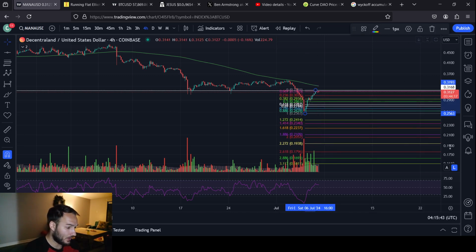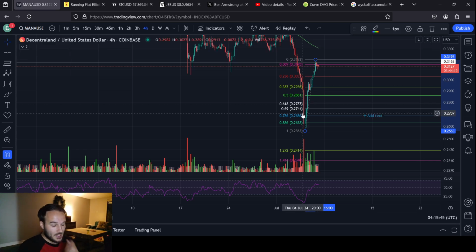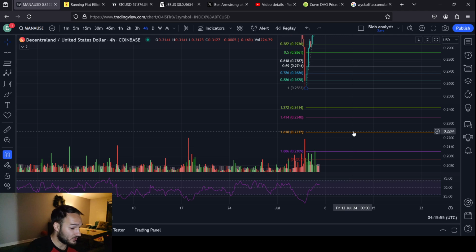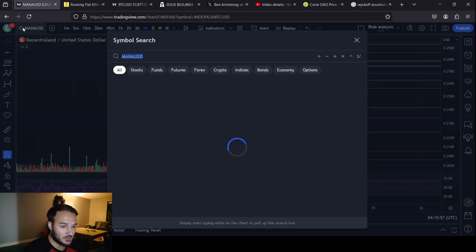Maybe we pull back. We're at 31.27 cents now. Maybe we pull back to 29.3 cents. Maybe we pull all the way back down to 27.5 cents, even all the way down to 26 cents. I'm not expecting a lower low, though it could happen. 24 cents, 22 cents is on the table. That would be new all-time lows.